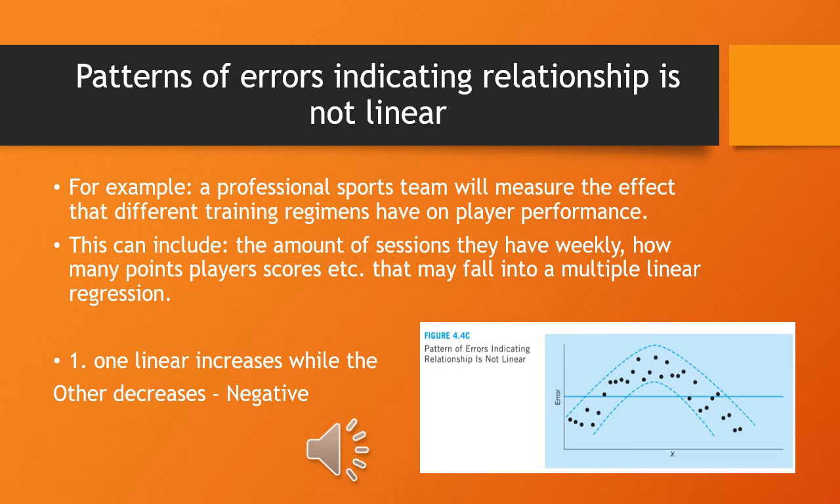Looking at the diagram, we can see that one increases while the other decreases, which makes it a negative correlation. So from looking at the diagram, what can we see? We can see that it starts off small and it increases above the error, and as it reaches its peak point, it decreases. So this is why it makes it a negative relationship and not linear.